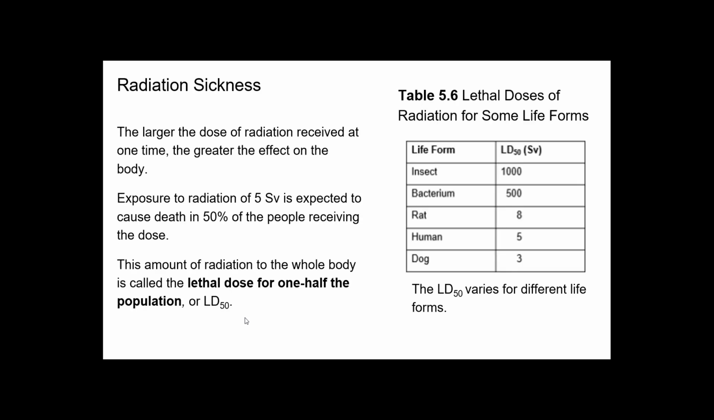Okay, but radiation sickness. What happens if you are exposed? Well, they need to know how much you've been exposed to. The larger the dose, the greater the effect on the body. Now, this is where a term comes in: lethal dose for half the population. They just call it LD50.